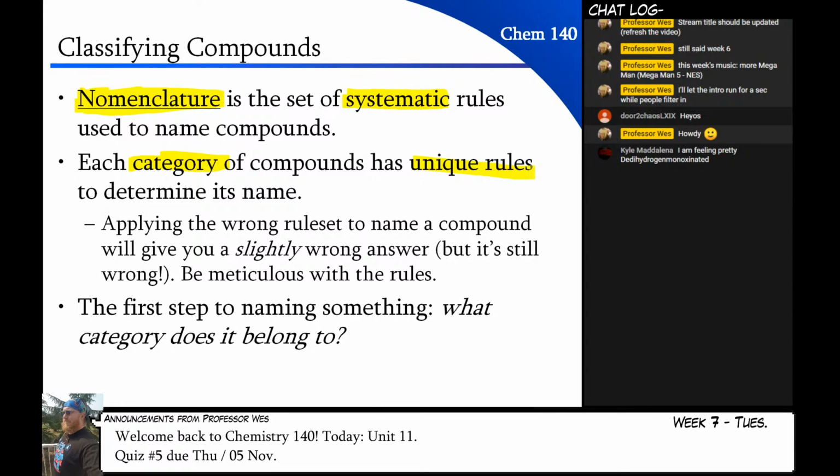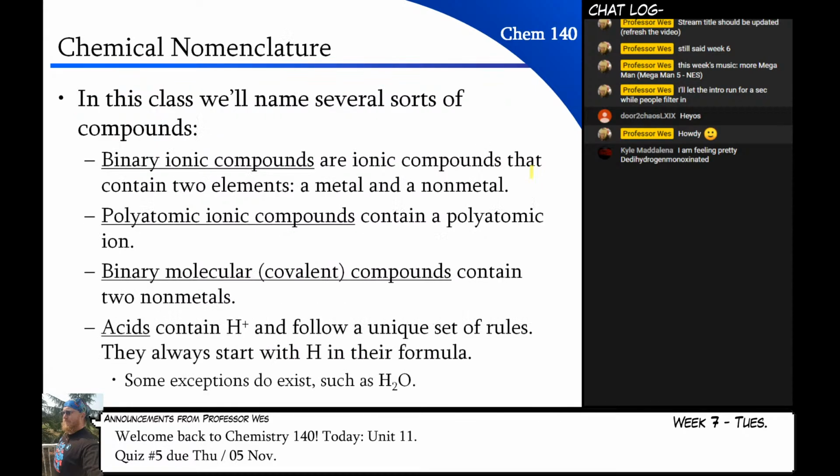Like we said before, the first step is always figuring out which category something belongs to. So we've got to figure that out. Here are the categories. These 2 categories right here, I'm going to highlight them in yellow, are actually the same category. It's just that I put polyatomic ionic compounds separate because they're a little bit easier to work with, but they do still follow the ionic rules. Binary molecular, aka covalent compounds, follow their own rules, and then acids are special.